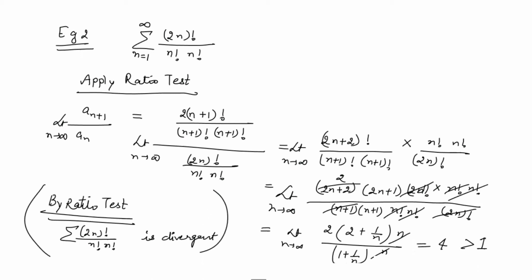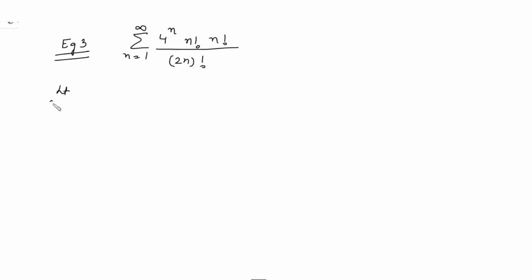Now just see one more example. Let's suppose you have to check the behavior of this series with the help of the ratio test. This series is 4 to the power n, n factorial, divided by 2n factorial, where n is varying from 1 to infinity. Again, you find out the limit of the (n+1)th and nth term.